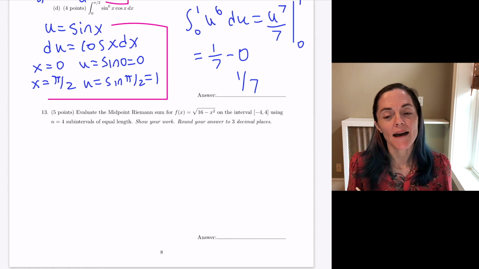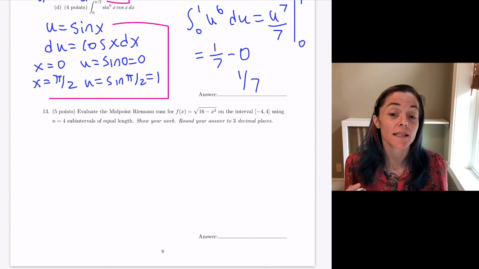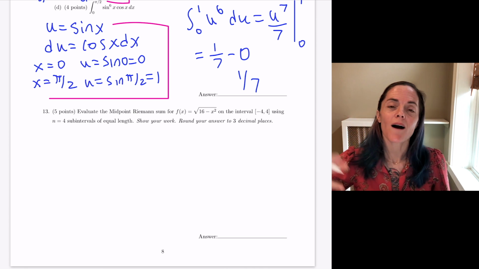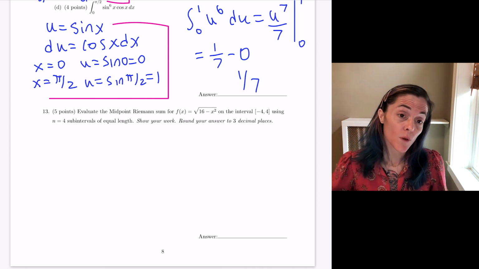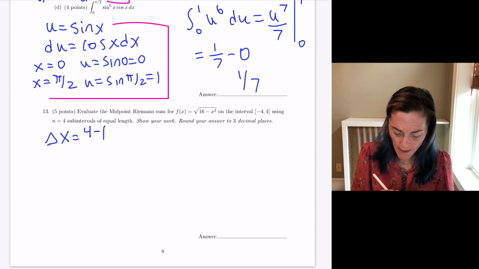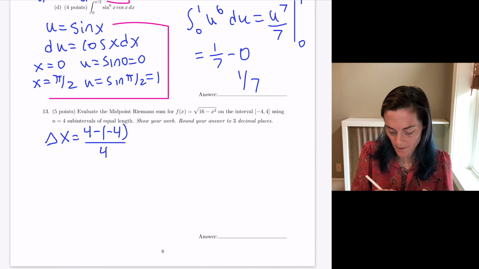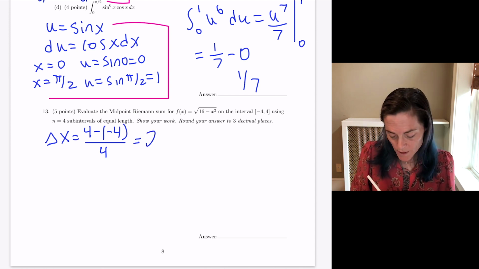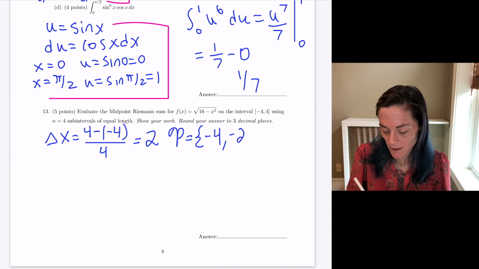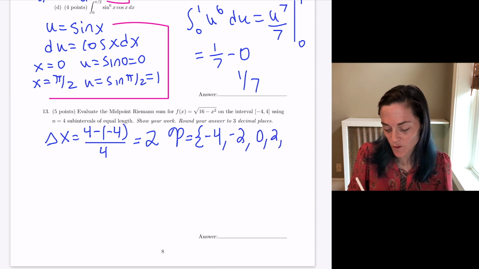Last question. We have a midpoint Riemann sum for f of x is the square root of 16 minus x squared. Now, let's go through all the steps of the Riemann sum because all of the work needs to be shown. First of all, we calculate delta x, which is b minus a over n. N is 4 here. This is 8 over 4, which is 2. Next step, we write down our partition. So start at the left endpoint, march forward by delta x until you hit the right endpoint.